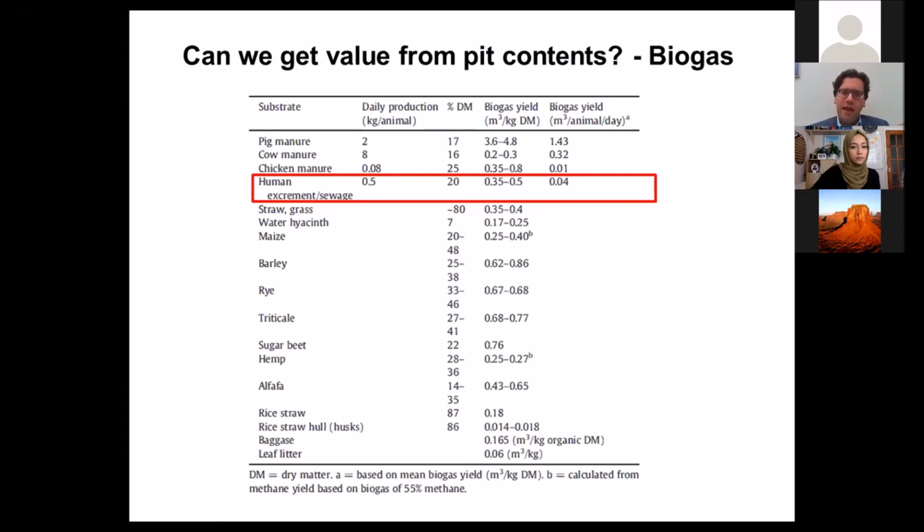And you can see from this table that there is a good amount of biogas, of methane, that you can recover from human excrement, less than pig or cow manure. One solution might be to collect the animal manure and co-digest it with the human waste in order to recover more biogas in a more sustainable way. But this table here gives you an example of how much biogas in terms of volume you'd be able to get per person per day or per animal per day.